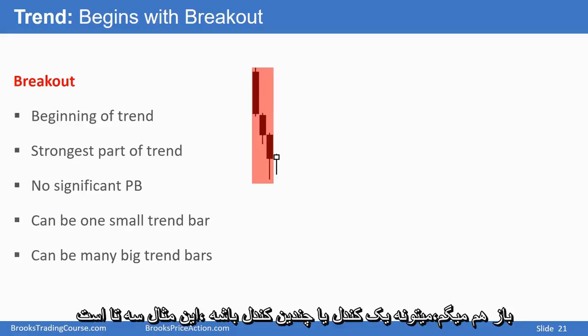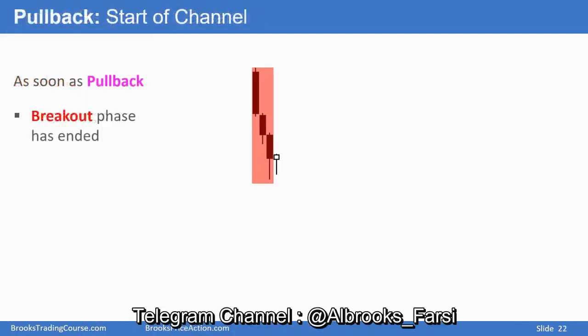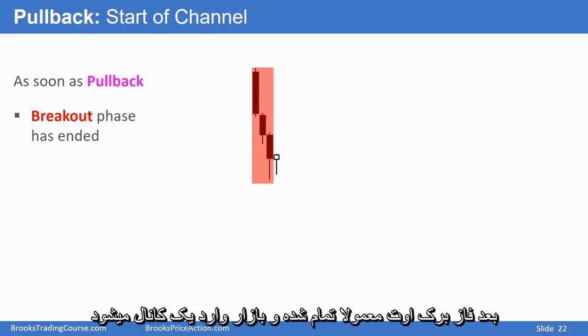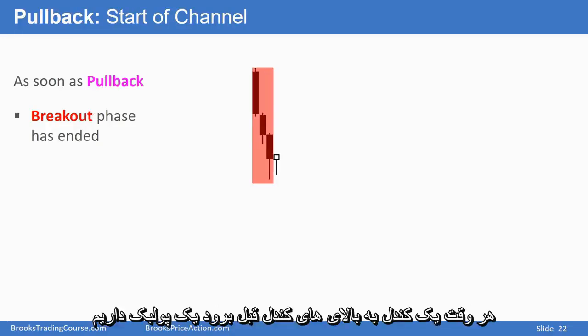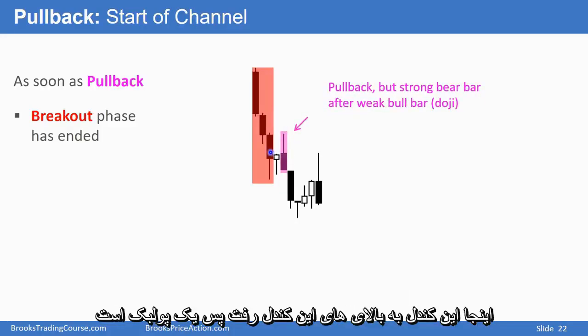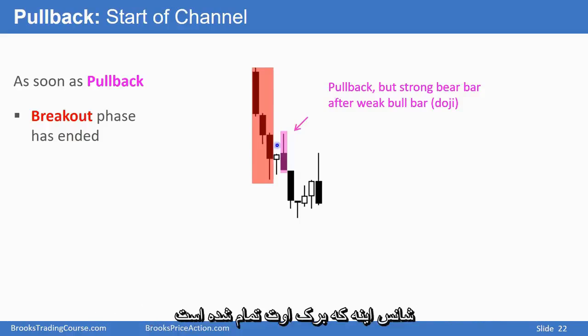Again, it could be a single bar, it could be several bars. This example has 3 bars. And as soon as there's a pullback, then the breakout phase usually has ended and the market has begun to enter a channel. So as soon as a bar goes above the high of the prior bar, there's a pullback. Here, this bar went above the high of that bar, so a pullback. Chances are the breakout is over.